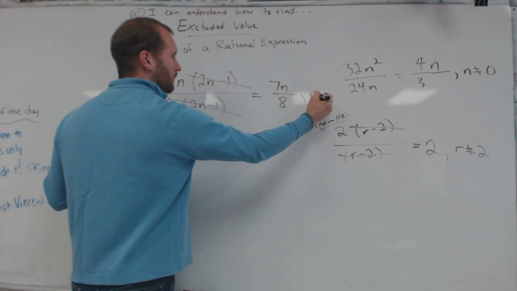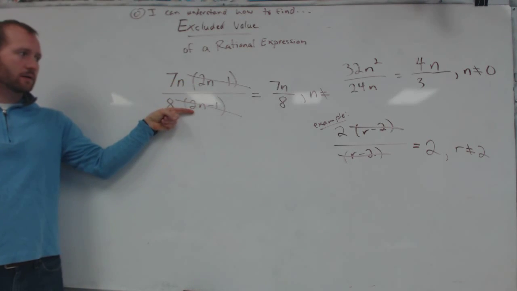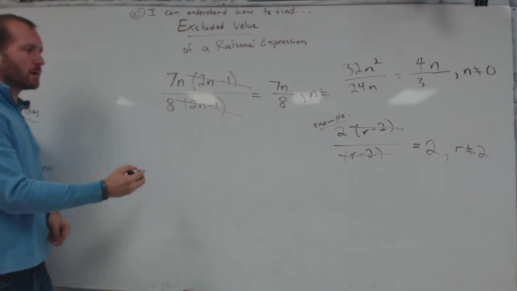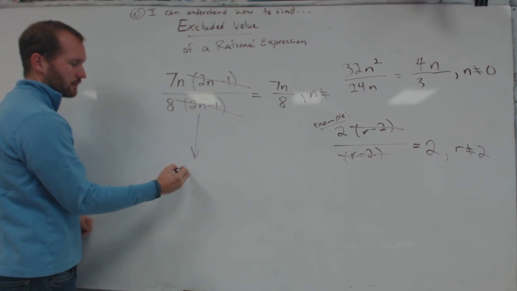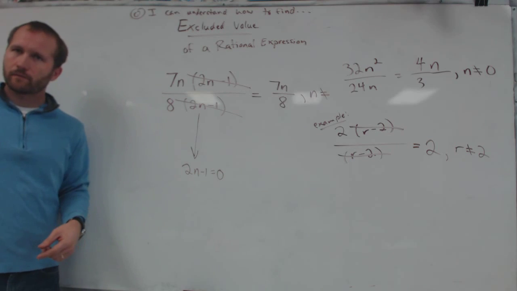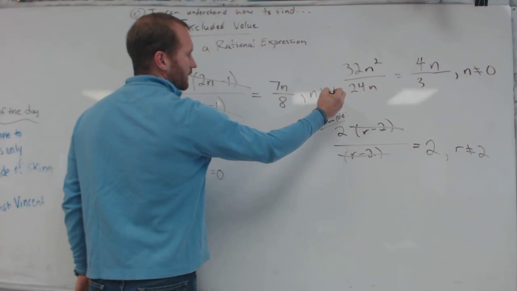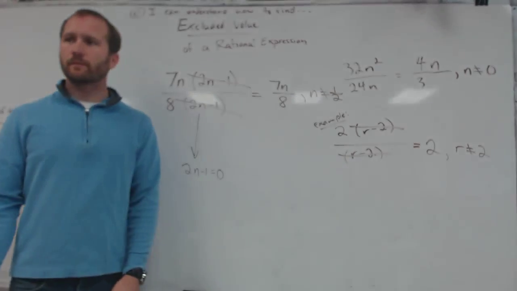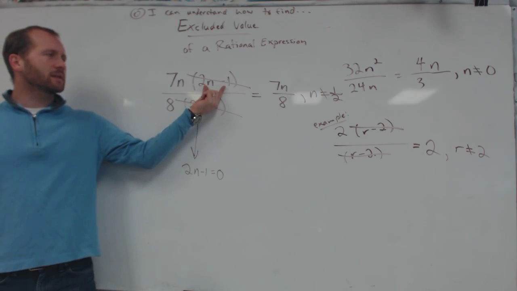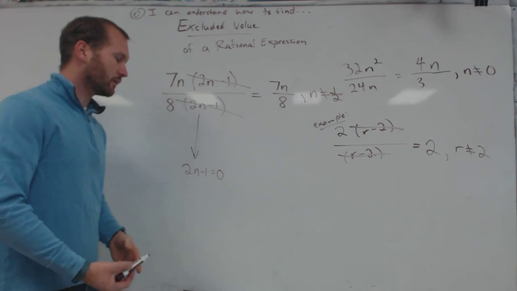Unless, when would 2n minus 1 be 0? For what value of n would 2n minus 1 be 0? So what I'm asking is, when does 2n minus 1 equal 0? When n is 1/2. So in this case, n cannot be 1/2. We're just trying to figure out what makes this factor that we canceled 0, and that would be n equals 1/2.